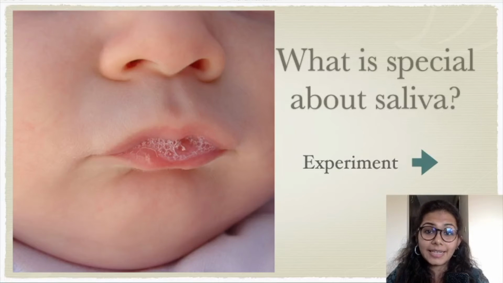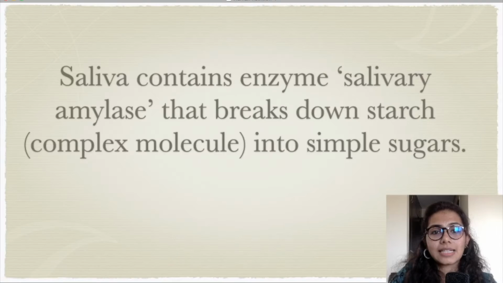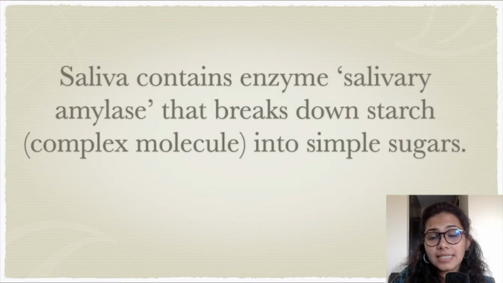So what is it that digests starch in saliva? That's nothing but an enzyme called salivary amylase. Salivary amylase breaks down starch, which is a complex molecule. Now, what is starch? Where is it found? It is found in all the carbohydrates that we take in our food. Whether it's your rice, your rotis, your breads, everything has got starch in it, right? So salivary amylase breaks down the starch, which is a complex sugar, into simple sugars.